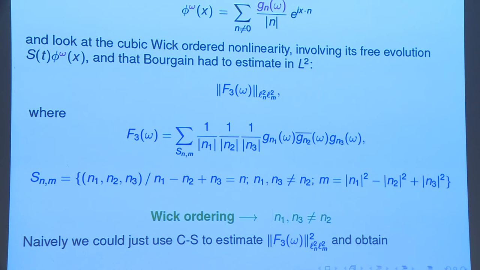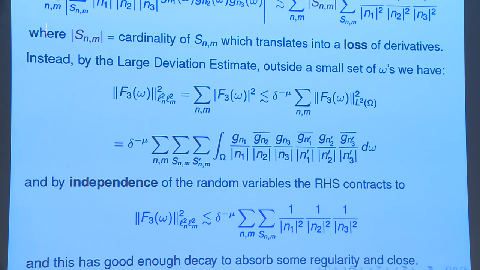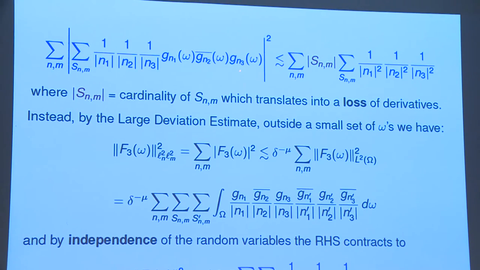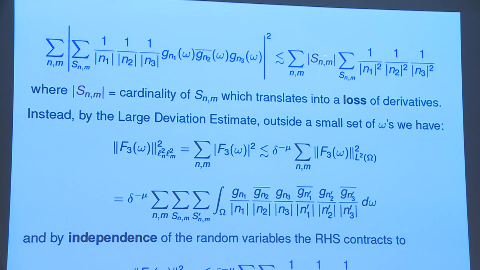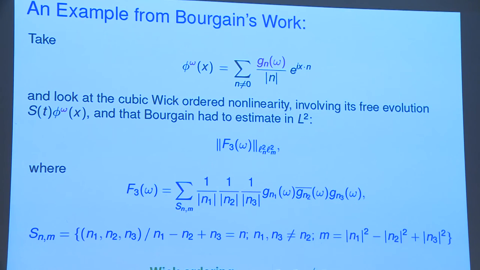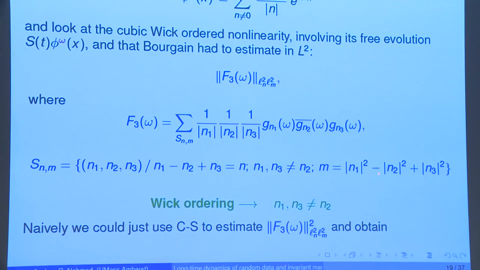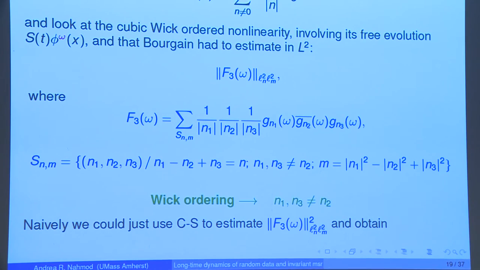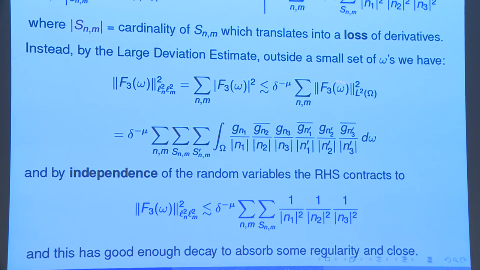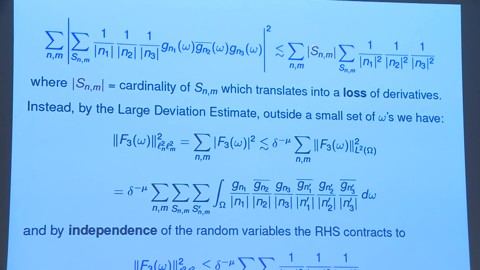Now if you want to estimate the L2 norm of this, you sum in N and in M because I'm doing L2, and you simply do Cauchy-Schwarz, then you pick up the cardinality of that set, which is big. These are integers. You're counting lattice points on spheres or intersections of spheres or whatever. And then you lose, and that loss means that you cannot lose derivatives, you cannot close.